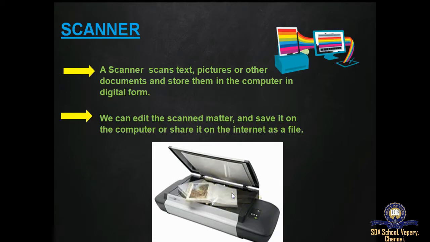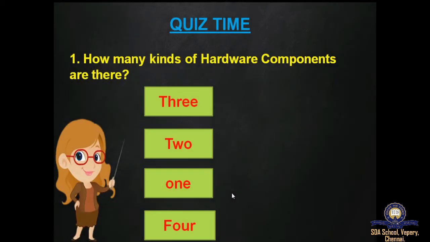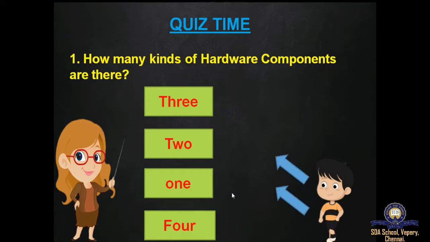Okay? Now we are going to attend the quiz. It's quiz time. Let me start the quiz. You are going to answer the questions. Yes. The first question is, how many kinds of hardware components are there? 4 options will be given. The first option is 3, next 2, next 1 and 4. Choose any one option.